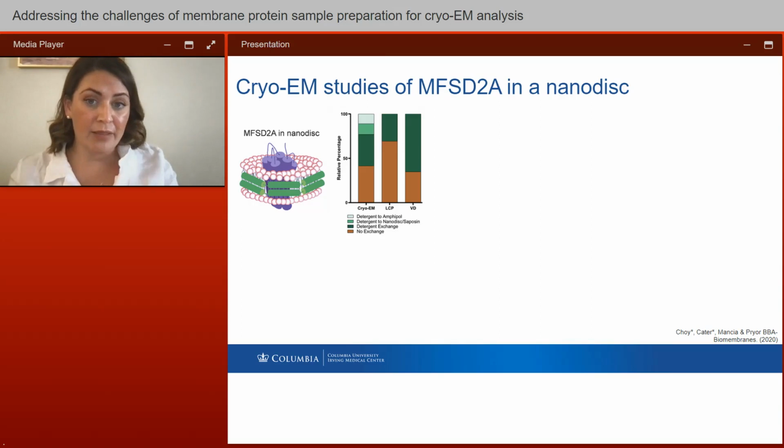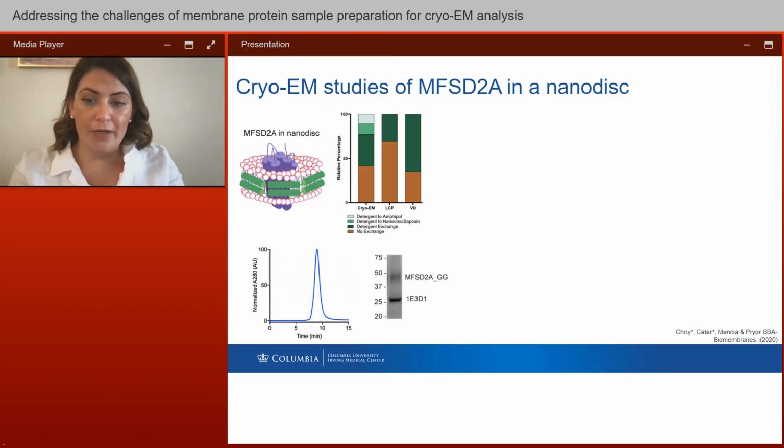And you can see here that it's a somewhat popular choice, still not the main choice, but a lot of people do this to determine membrane protein structures using cryo-EM. For us, it was really important because remember, our substrate is a lysolipid, and we predict that the lipid bilayer may be involved in the substrate transport process. And so this was great for us.